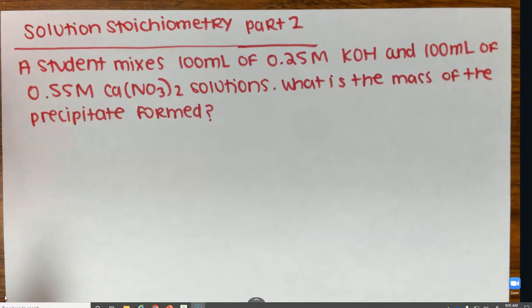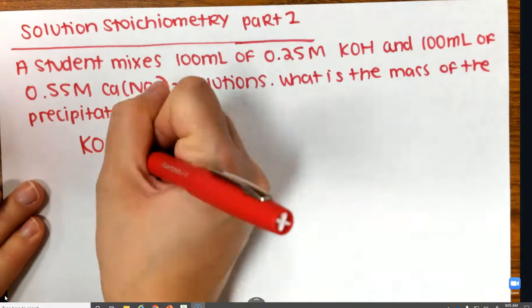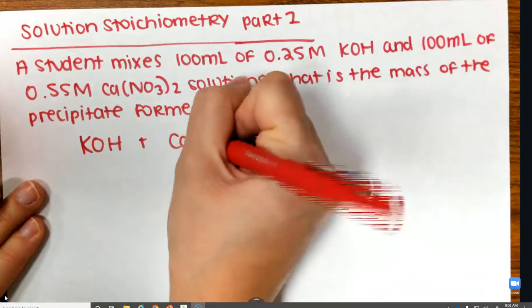A student mixes 100 milliliters of 0.25 molar KOH, potassium hydroxide, and 100 milliliters of 0.55 molar calcium nitrate solutions. What is the mass of the precipitate formed? So first thing you always want to do is write your balanced equation. So we are mixing potassium hydroxide and calcium nitrate.